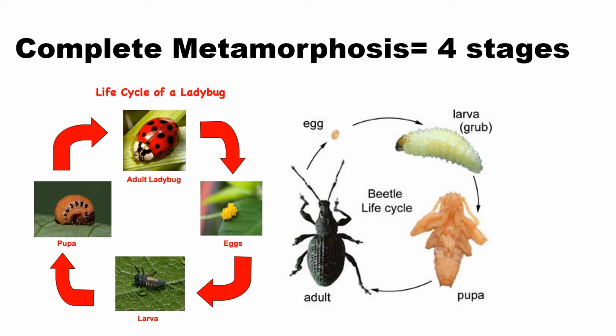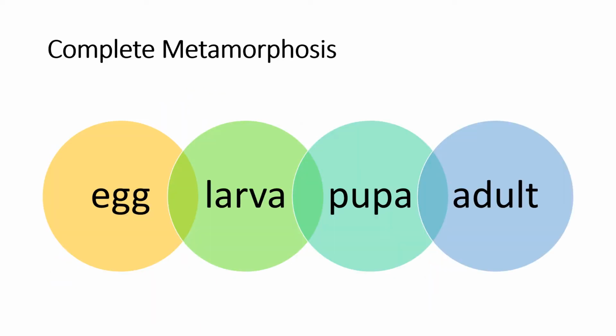Now, in a complete metamorphosis, there are 4 stages. Insects like ladybugs and beetles and flies and butterflies and moths undergo a complete metamorphosis. The main stages are egg, larva, pupa, and adult. So again, a complete metamorphosis includes 4 main stages: egg, larva, pupa, and an adult.